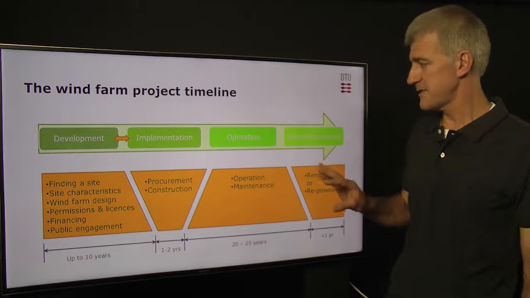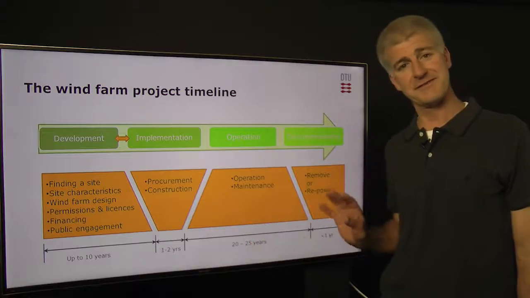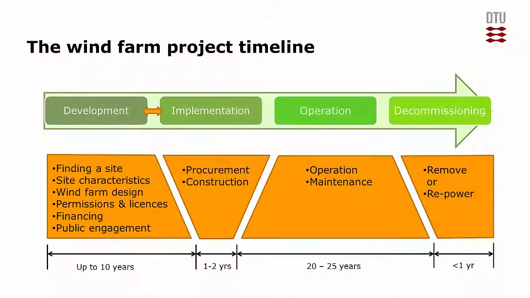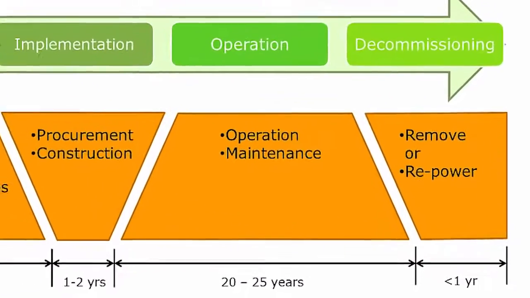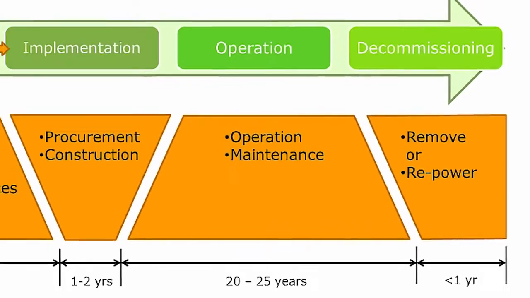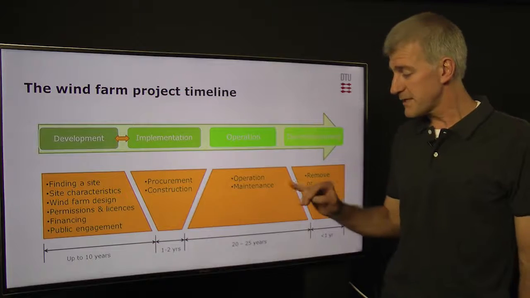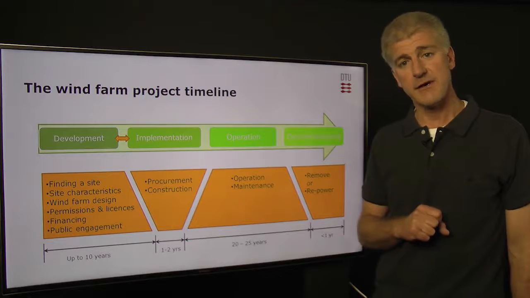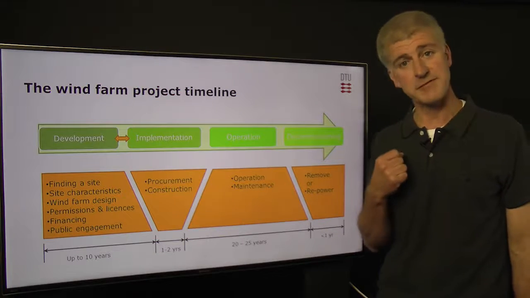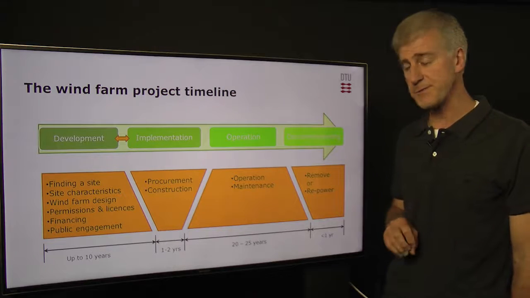The third phase then is the operational phase, and this hopefully is the longest phase of your wind farm project. These days, we're designing wind farms for between 20 and 25 years. The daily operation of the wind farm is that you need to make sure that it is operating as intended, and in order to be able to do that, there needs to be regular maintenance of both the wind turbines themselves and all the other ancillary equipment that there is in the wind farm too.